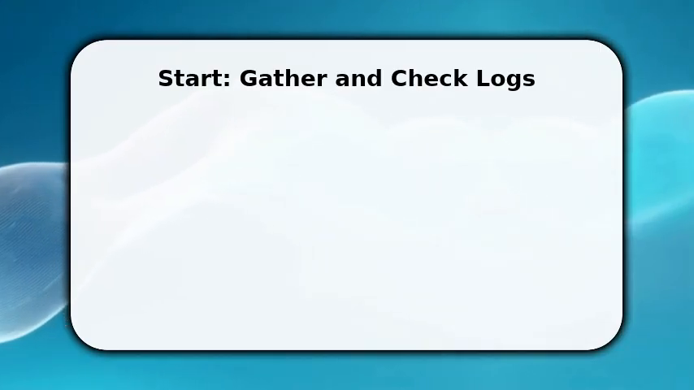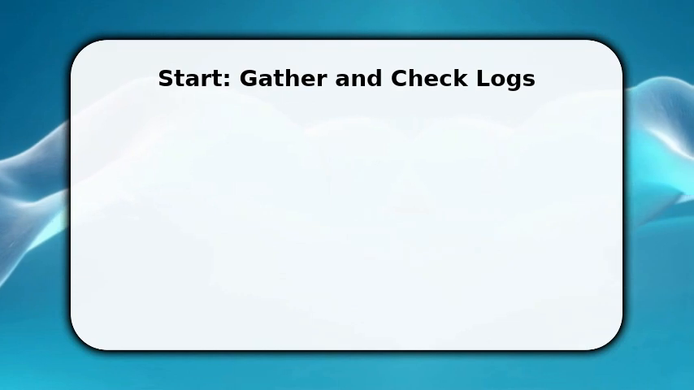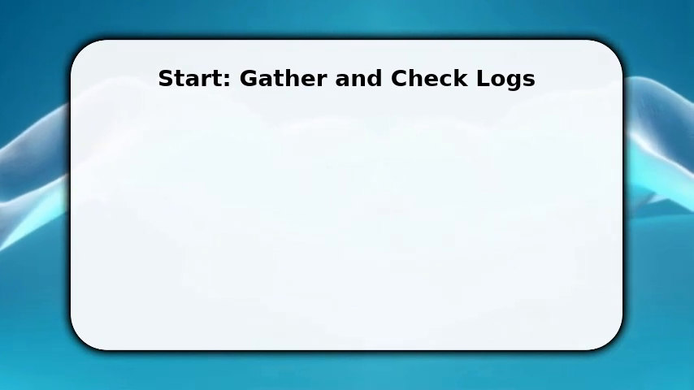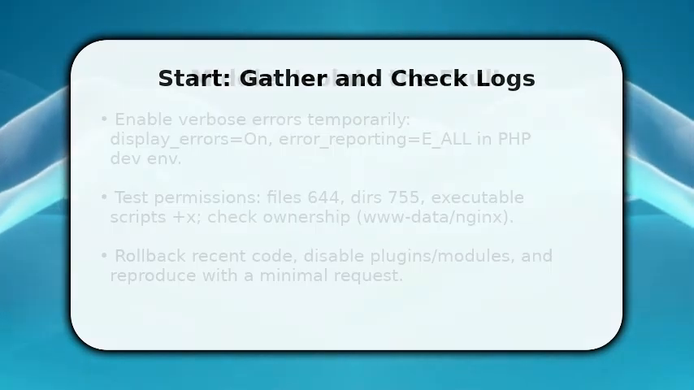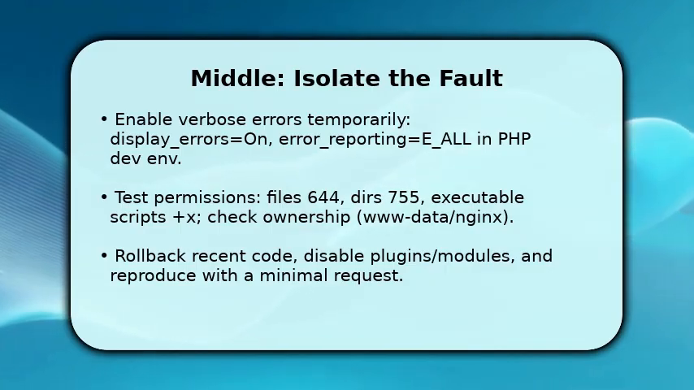This avoids blind guessing and gets you ready to test fixes that target the real root cause rather than random changes. Now isolate the fault by increasing error visibility in a safe way. Enable verbose errors in a development copy or set a temporary debug flag so you can see stack traces.